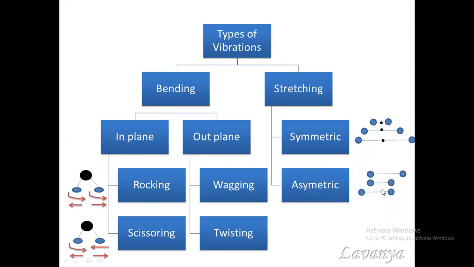Asymmetric is where one of the atoms remains in its position, the other atom will move. Either it can be compressed or it can be stretched. Such type of movement is called asymmetric stretching. This is a normal molecule I'm considering, and this one is kept in its position itself and the other one is just stretched.